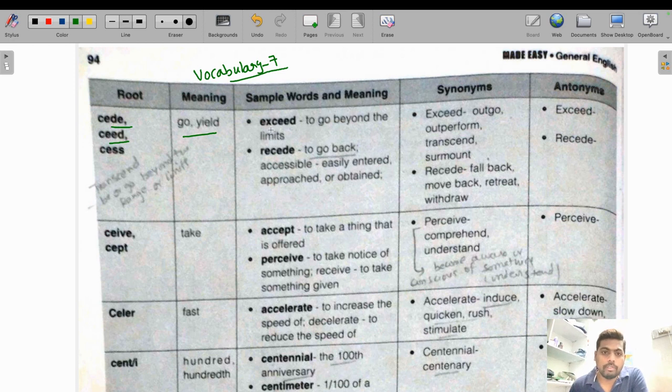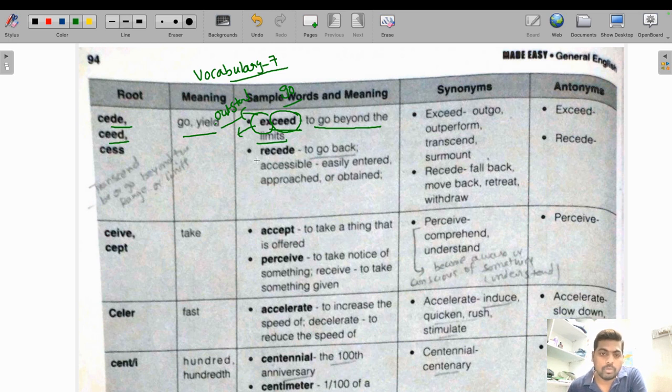So if you take some sample words, exceed contains two root words. One is EX and another is CED. EX means out or outstanding. CED means go. If you combine both of these, it is something like to go beyond the limits. So EX means to go out, you can say. So exceed means to go beyond the limits.